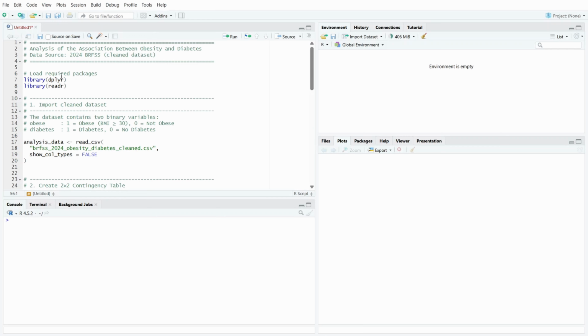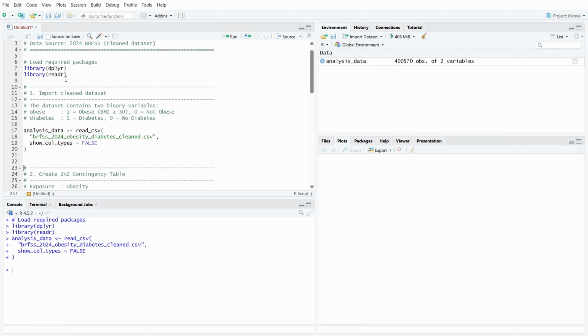We begin by loading our cleaned dataset. The dataset contains two binary variables: obesity, whether a person has a BMI of 30 or higher, and diabetes, whether a person reports being diagnosed with diabetes. By cleaning the dataset beforehand, we ensure that 1 always means yes and 0 always means no. This makes our epidemiologic calculations straightforward and transparent.